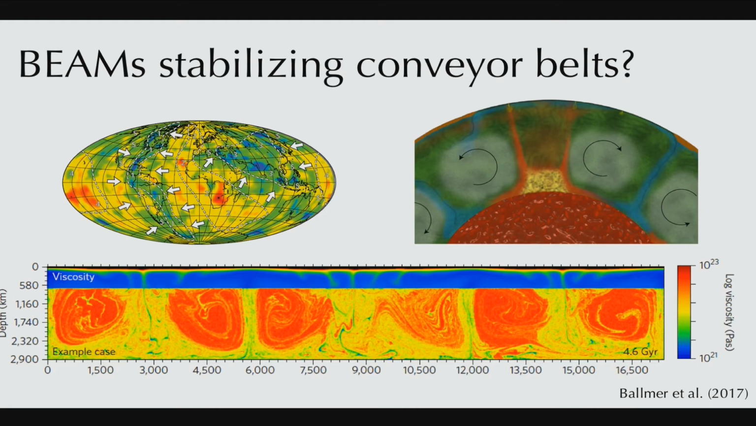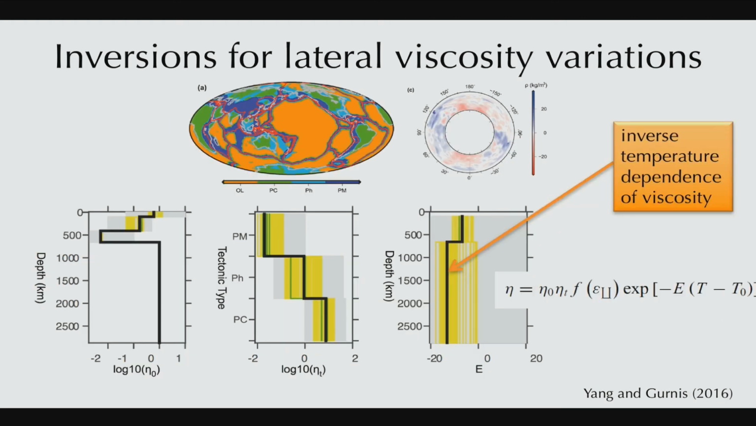One reason why this may not be totally crazy, and this is my last slide, is recent work by Yang and Gurnis, where they've used large-scale circulation computations, just like the one I explored earlier, and they've asked the question as to the temperature dependence of viscosity in an inverse sense.